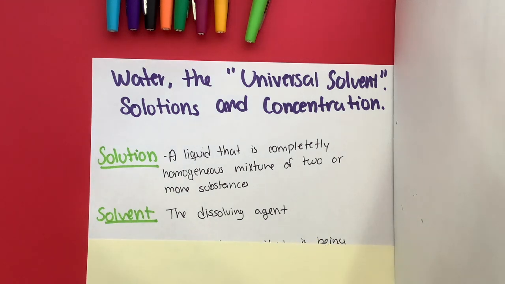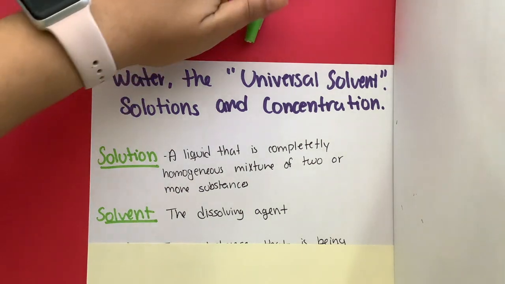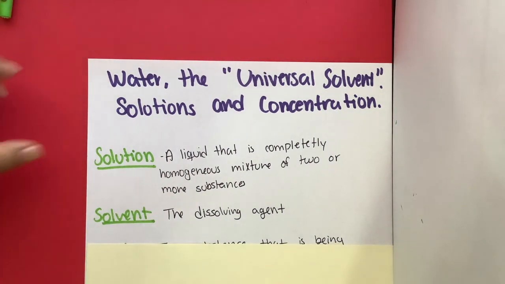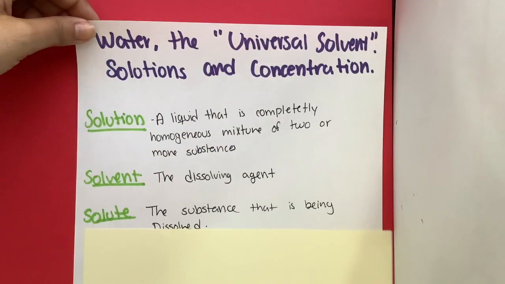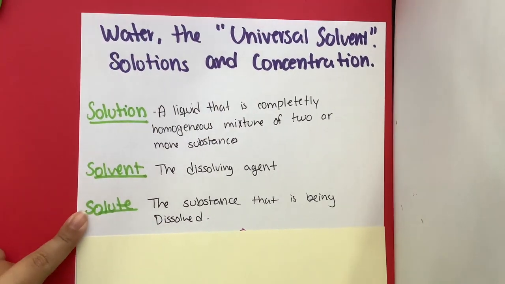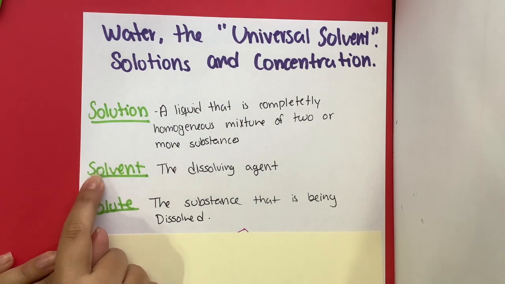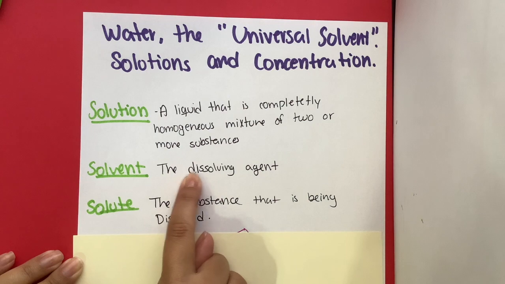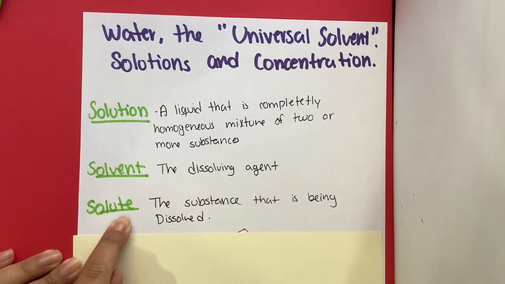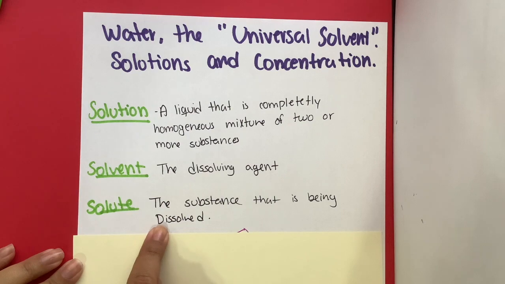Talking about solutions, we have two new vocabulary words. One is called the solvent. The solvent is the dissolving agent. It's what we're going to be using to dissolve the solute. The solute is the substance that is being dissolved. For example, if we have water and salt, water will be the solvent because water is what's dissolving. Salt will be the solute because the solute is what's being dissolved.